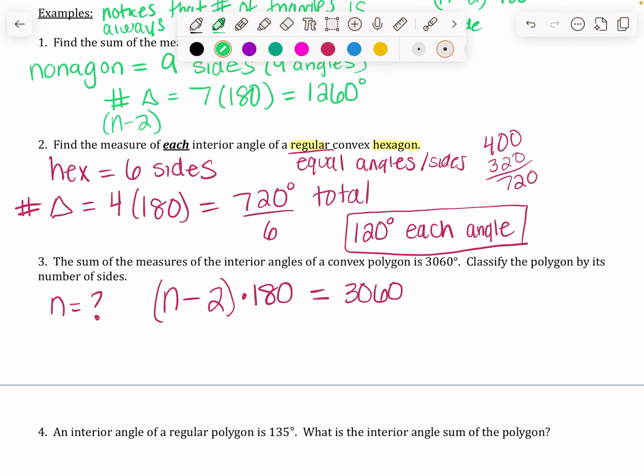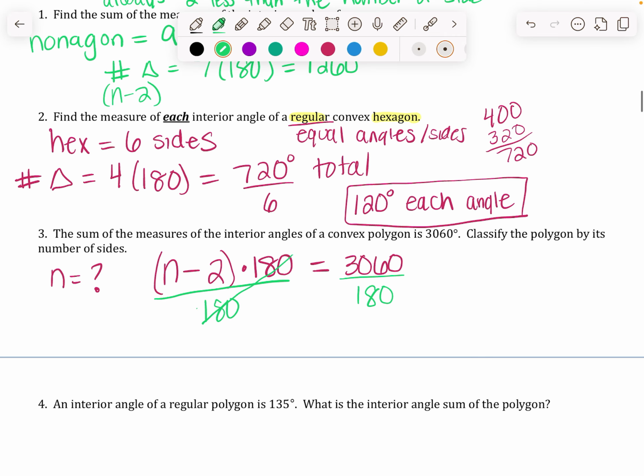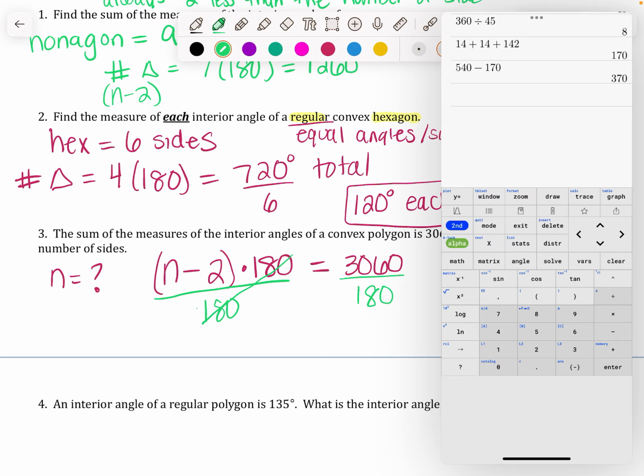All right, so we want to get rid of this times 180 here first. You could distribute that if you wanted to first and then solve it that way. But if you just divide both sides by the 180 to start with, that will cancel that 180. And then 3060 divided by 180. I'm going to have to use my calculator for that one. My mental math is strong, but maybe not that strong.